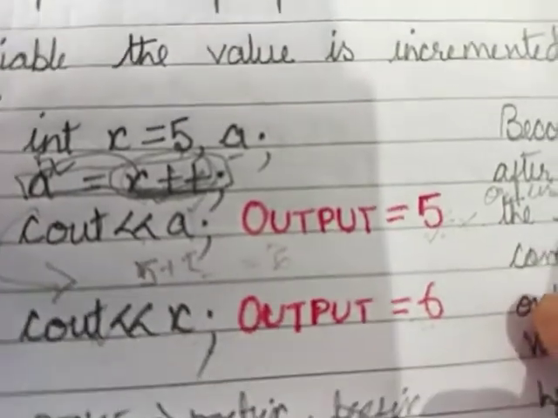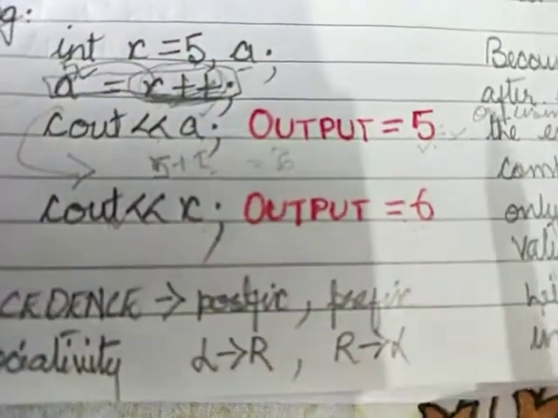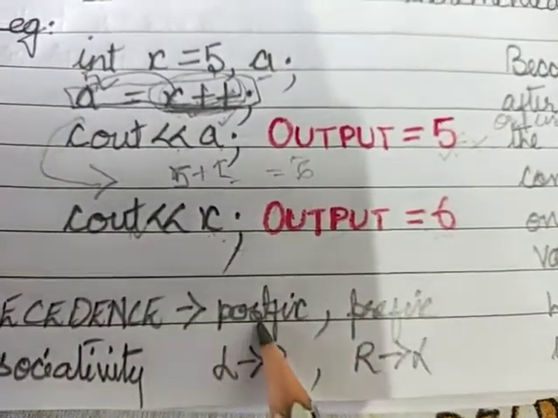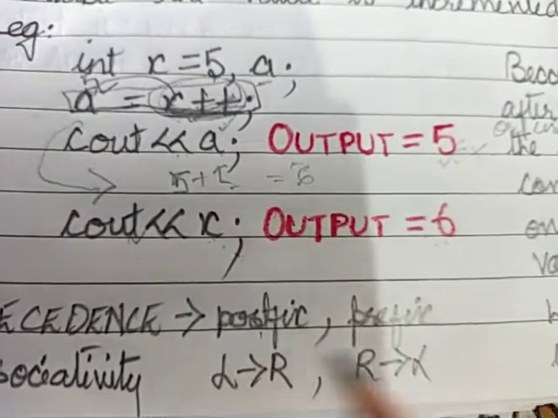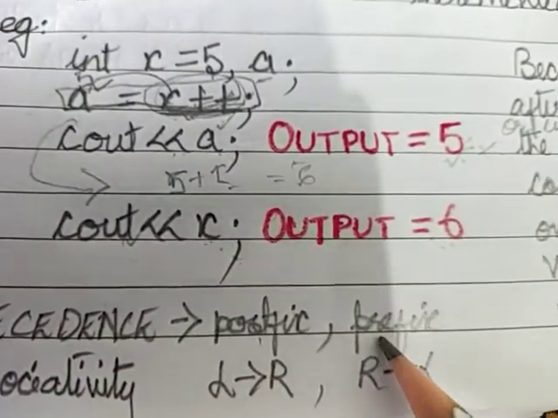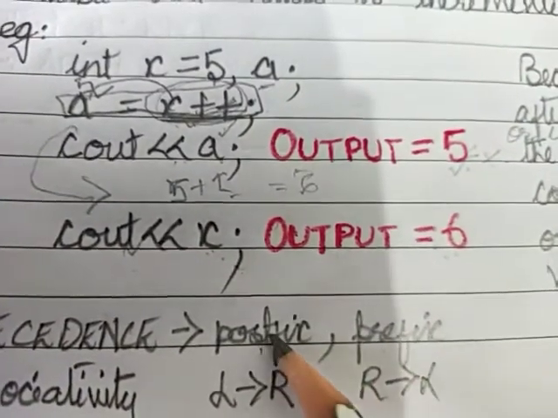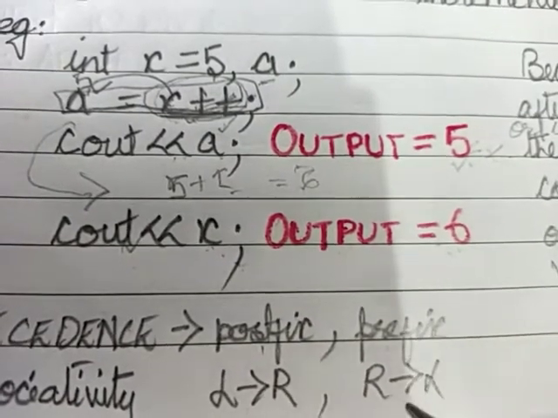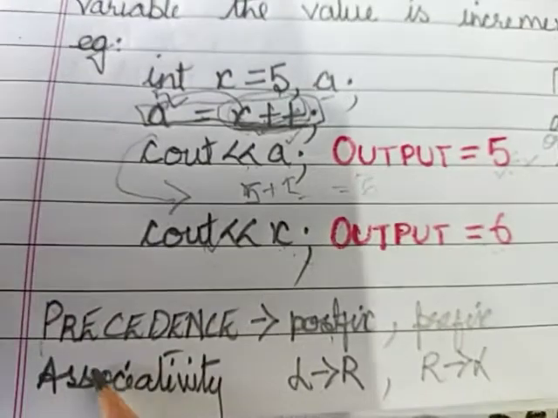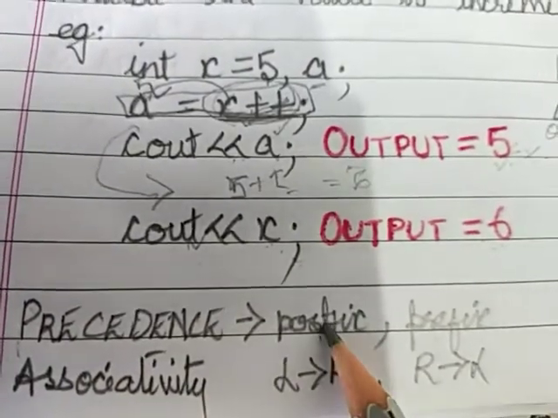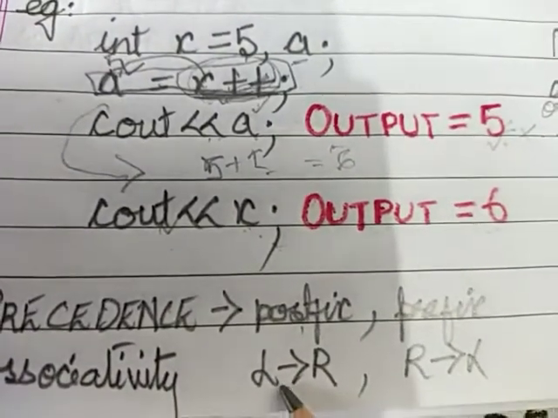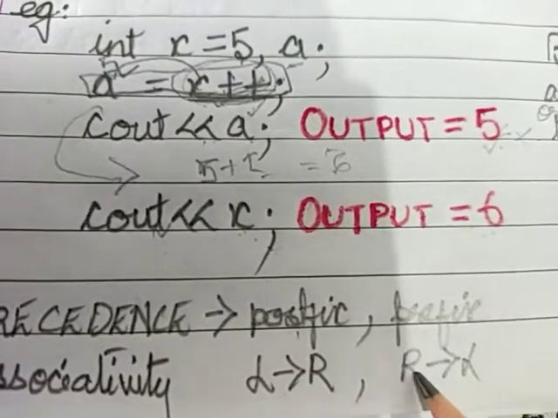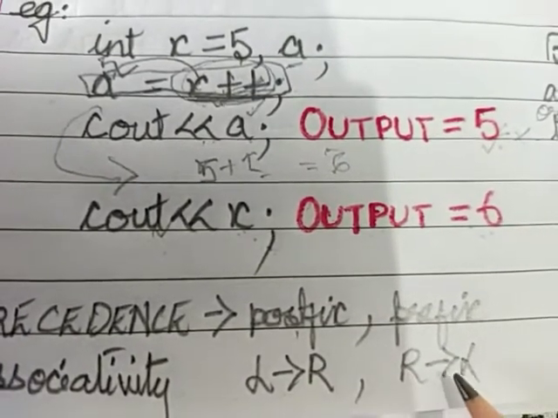When we talk about the precedence of these two operators, that is postfix and prefix, remember, postfix has higher precedence compared with prefix, or postfix falls in the higher rank and prefix in the lower rank. And the associativity of postfix is from left to right, and the associativity of prefix is from right to left.